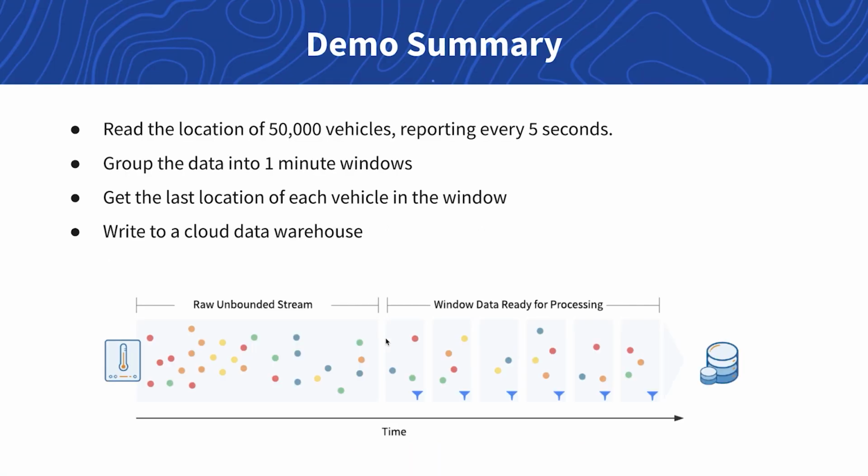So let's have a look in a little bit more detail at the demo we're about to show you. We're going to read the location of 50,000 vehicles that report their location every 5 seconds. We're going to group the data into 1 minute time windows for analysis. And then for each window, we're going to get the last location of each vehicle. We're then going to store that location into a cloud data warehouse. You can see here, this is an overview of it in the image below. We're reading in this raw stream, we're windowing the data, and then we're removing the duplicates.